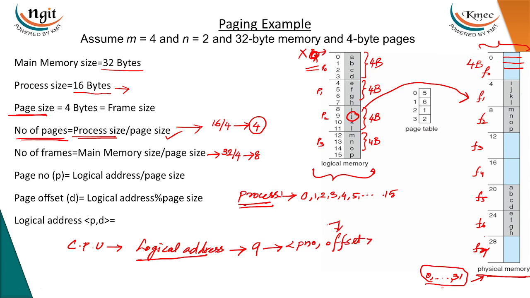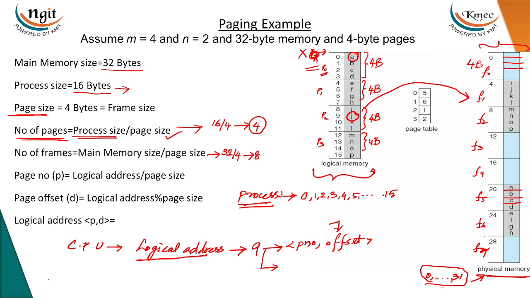Offset is the byte location within the page as well as the frame. Page number 0, offset 0 is A, offset 1 is B, offset 2 is C, offset 3 is D. Where is it located actually? Page number 0 is located in frame number 5. So the 0th position is A, the first position is B, the second is C, the third is D. Let's divide this into page number and offset.